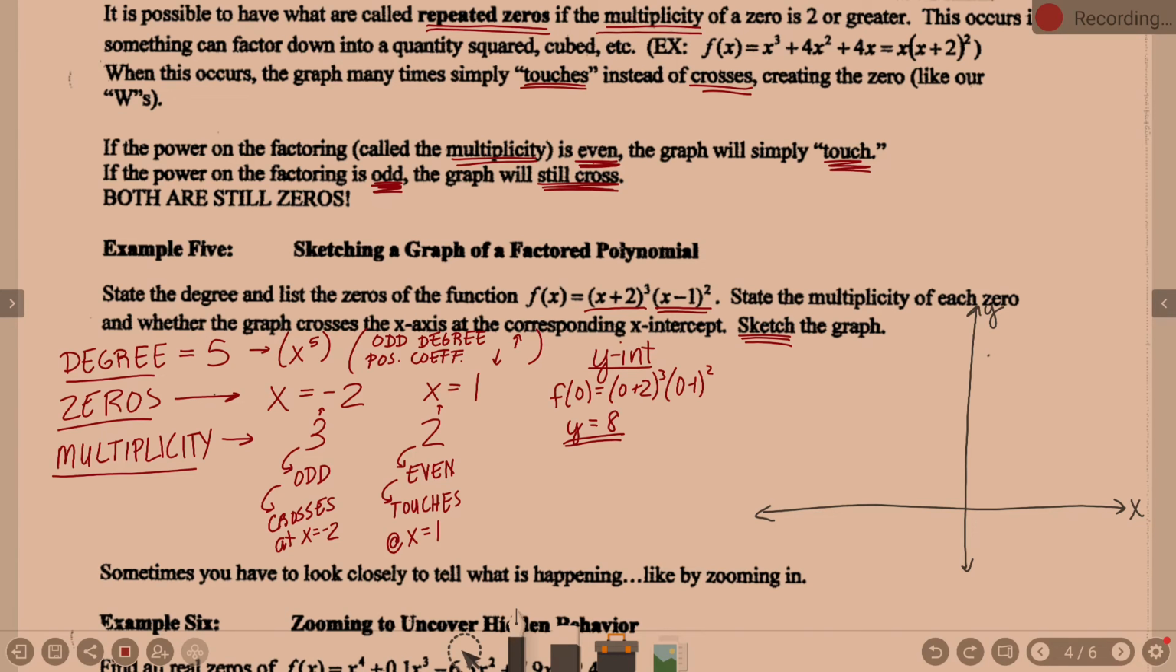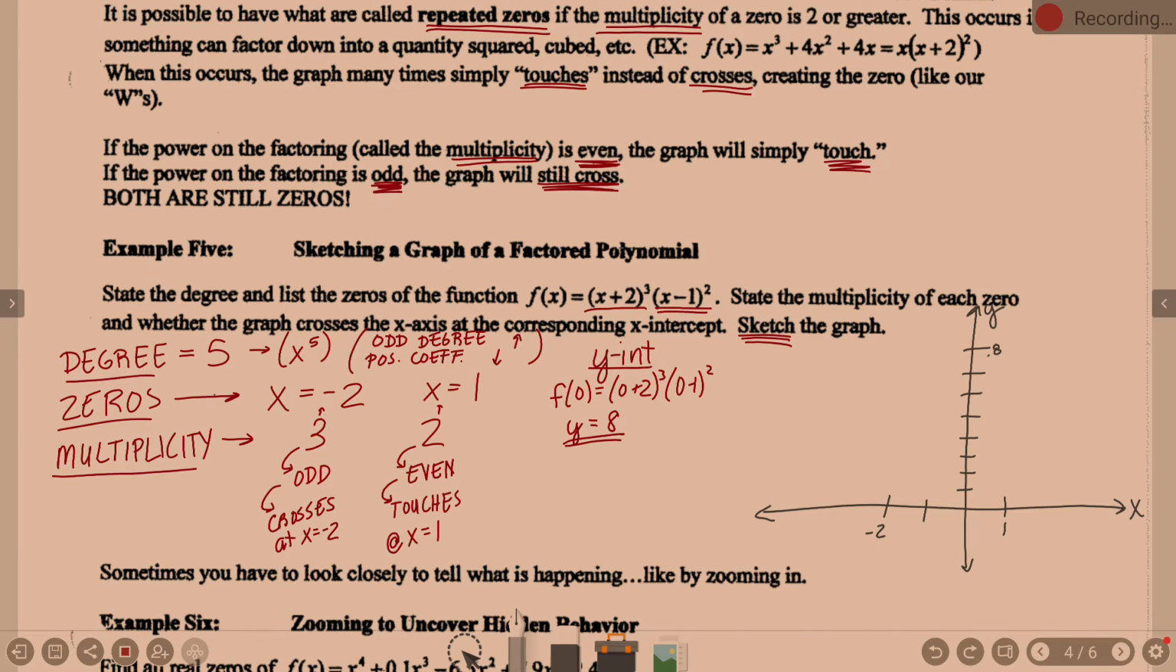Now, I know I have zeros of 1 and negative 2, yes? So I should probably put those on my graph. I know I have a y-intercept of 8. So I'm going to put that on my graph. Do I have anything else? Oh, did we already get one? I have one. I don't know if you got one, but I have one.